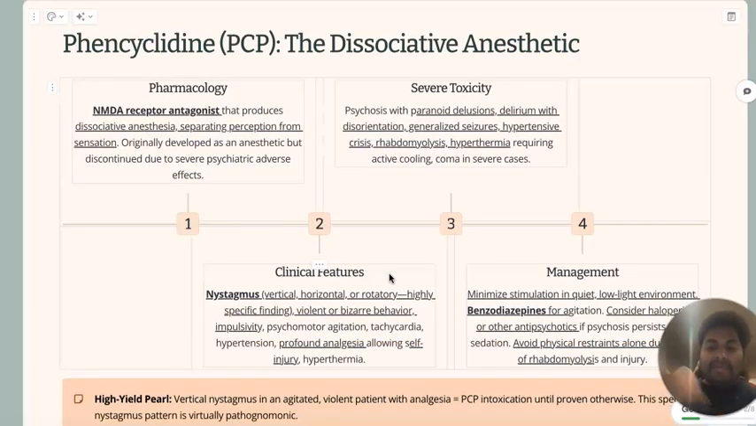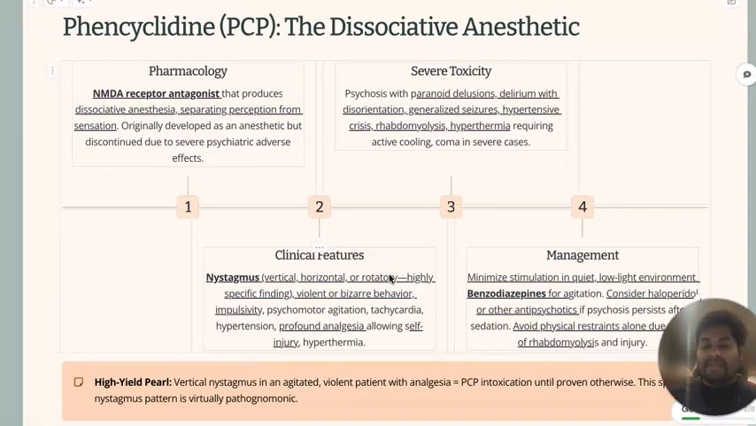Vertical nystagmus, especially, and next is severe or violent behavior, fighting, cutting, self harming because of profound analgesia. So these two are the quite differentiating features based on which we can easily diagnose the person is taking PCP.